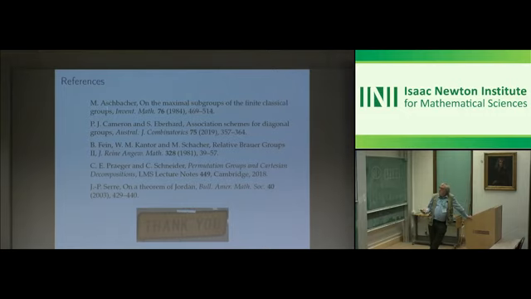There are some references. Aschbacher's theorem. Here's the paper on association schemes for diagonal groups. There's Feit and Higman, and Cameron. There's the book by Praeger and Schneider. And finally, this paper that I highly recommend to you, Serre's paper on a theorem of Jordan.